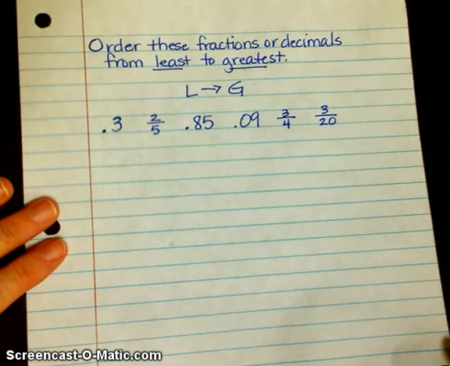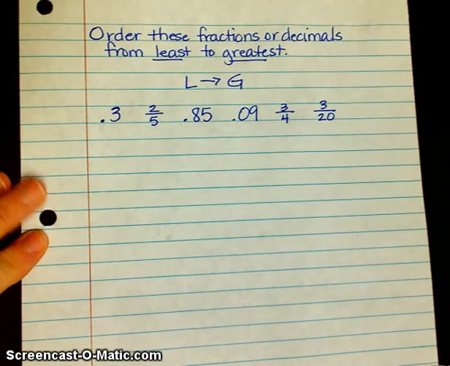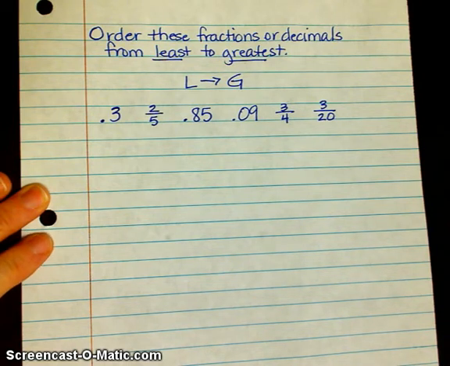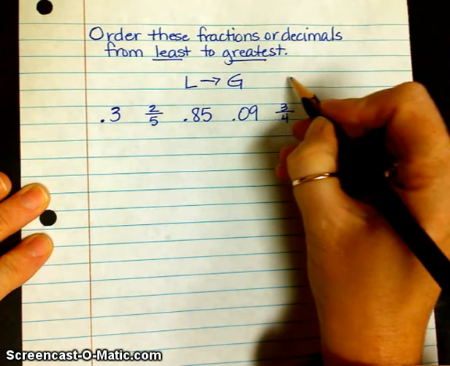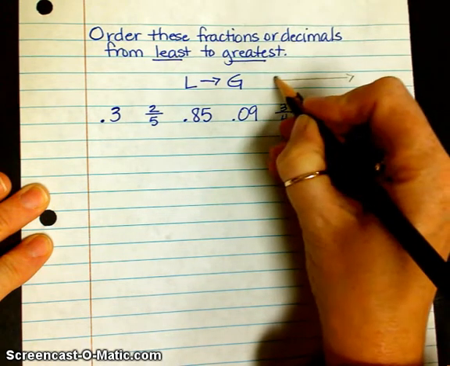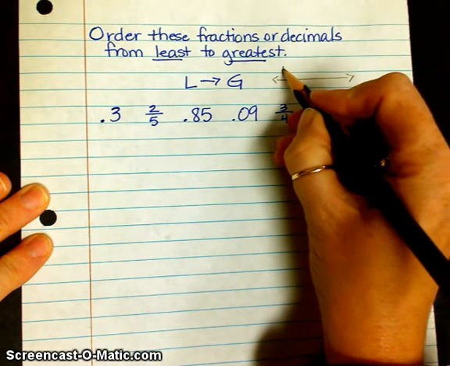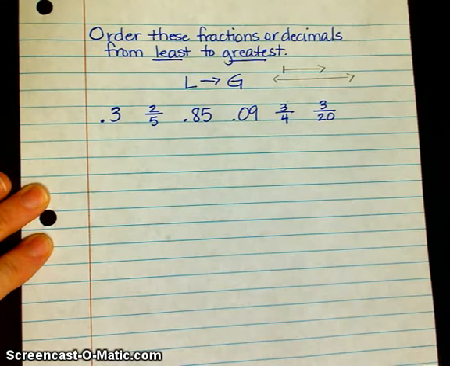Okay, kiddos, here is our problem. Order these fractions or decimals from least to greatest. So that means on our number line, we're going to start from the left-hand side and read it like a sentence, going from left to right.